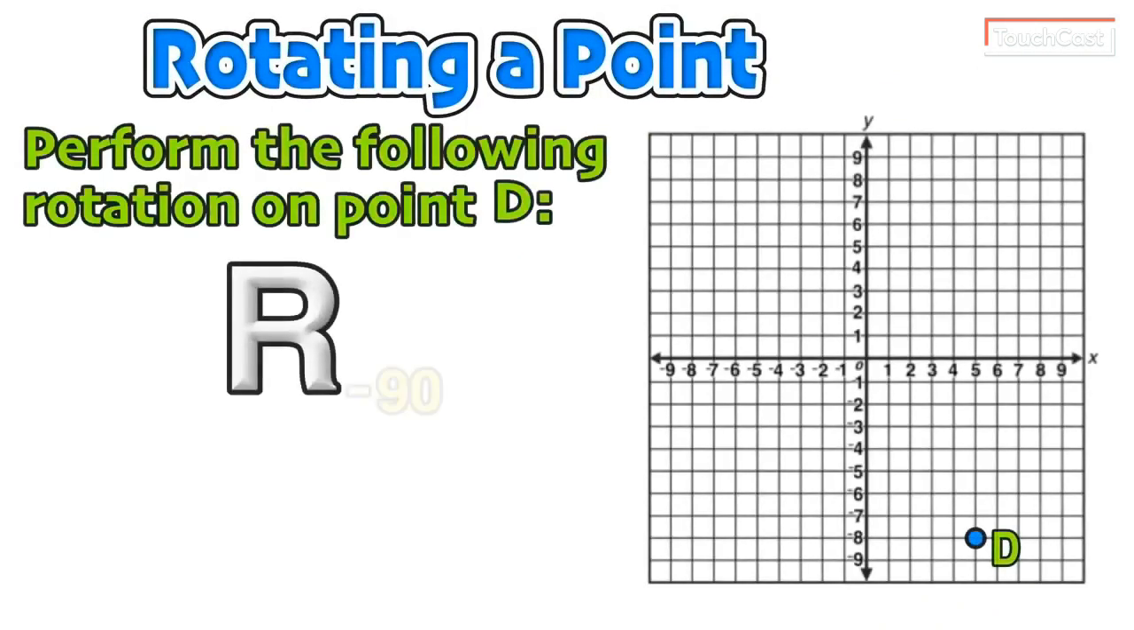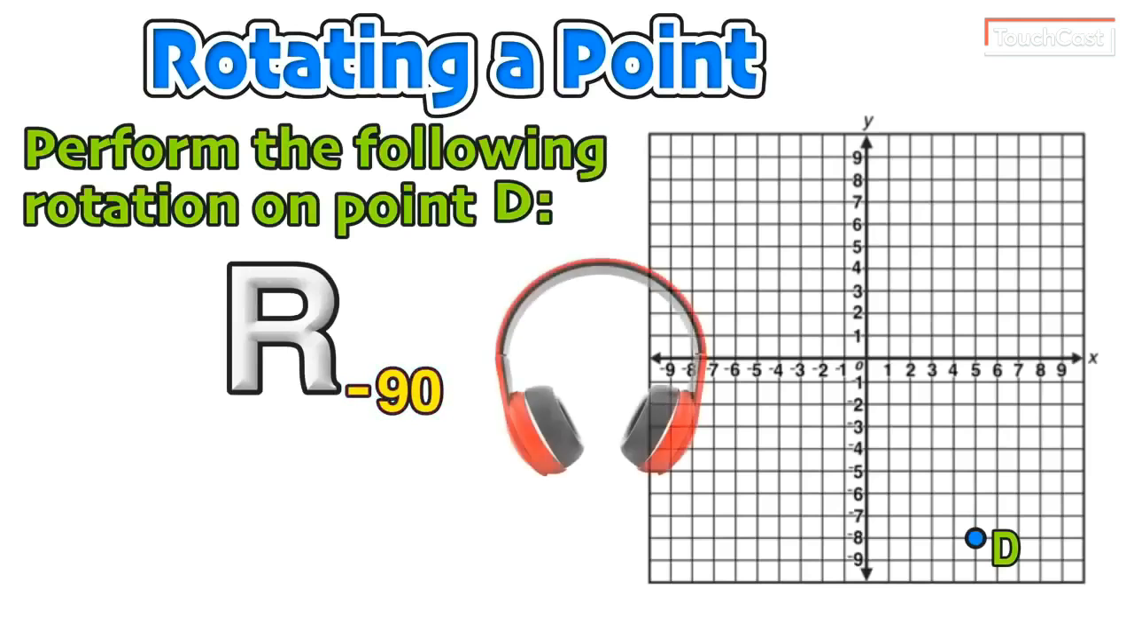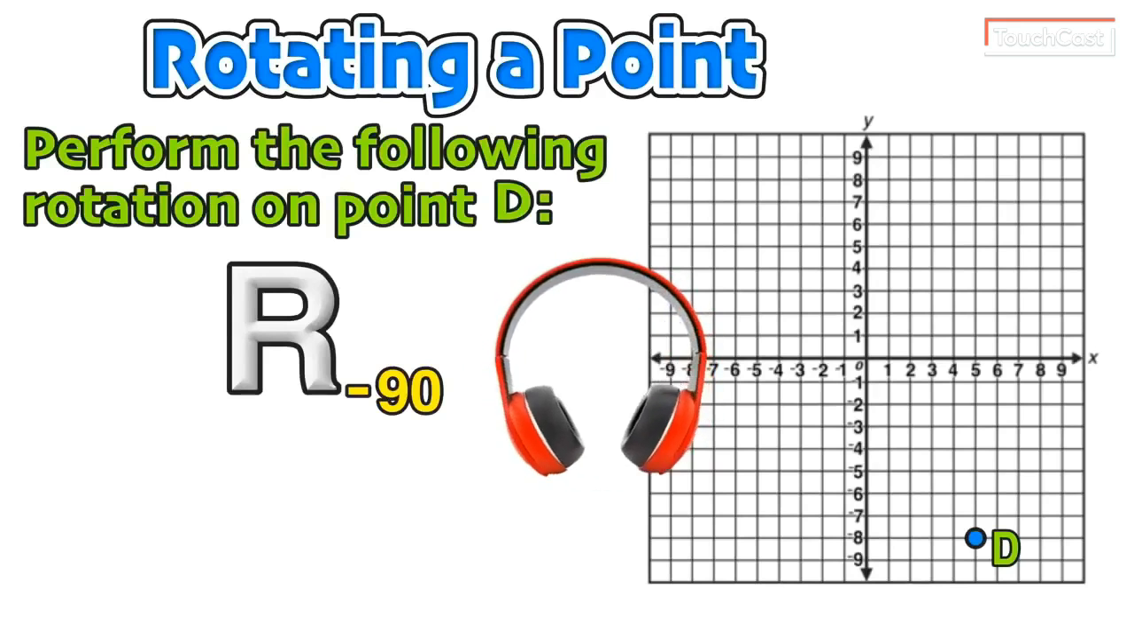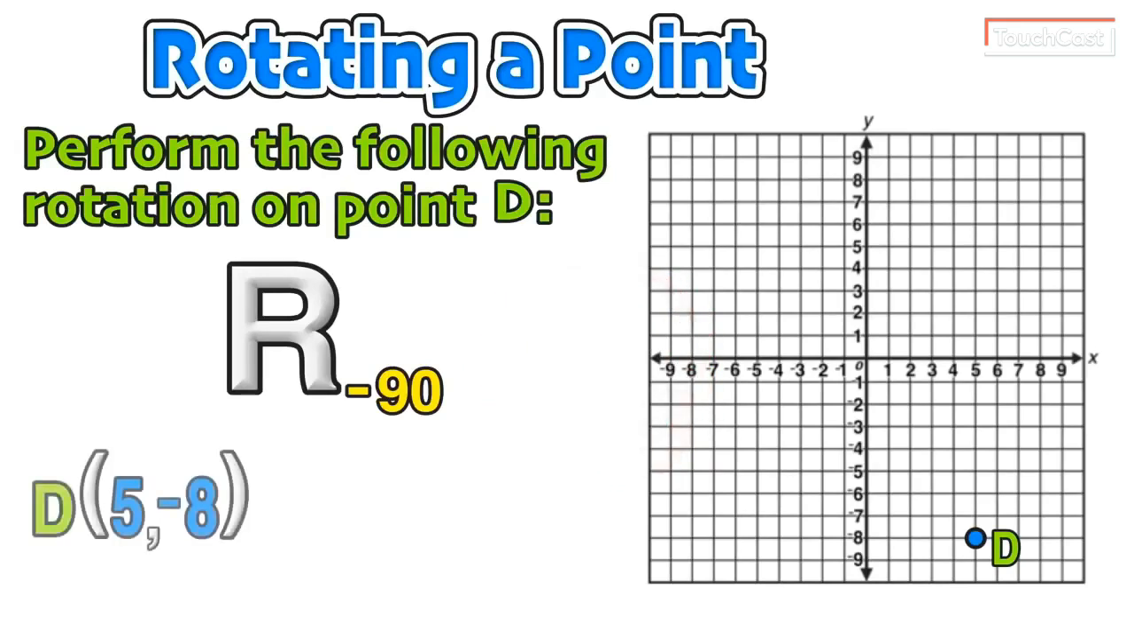Okay, moving on to our next example. Again, we're going to be rotating a point, in this case, a negative degree of rotation. Negative 90 degrees means we're moving in a clockwise rotation. We can see that D lies in the fourth quadrant with coordinates at 5, negative 8. Again, we're going to take a visual approach here.